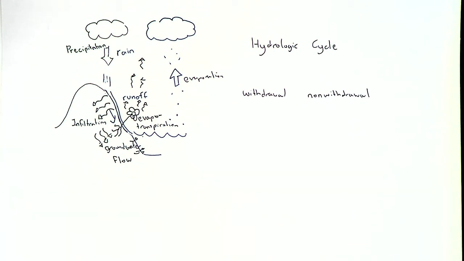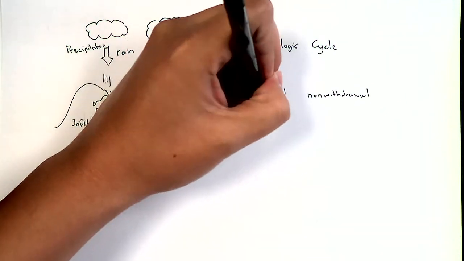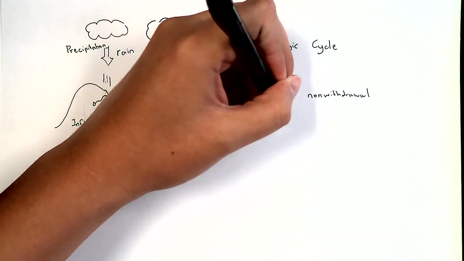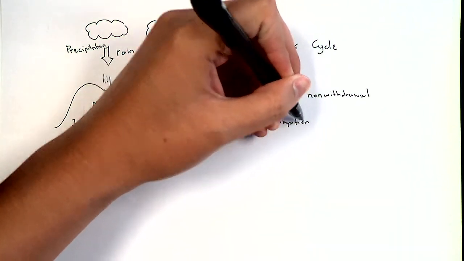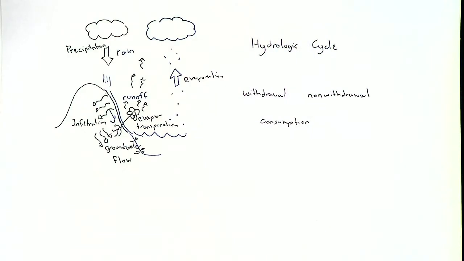Within our uses of water, we have withdrawal, we have non-withdrawal, and we also have something called consumption. Now, my friend over there, what was your name? Whoever said the plants thing? Bethany. So Bethany mentioned one source of consumption, right? Plants, crops. There are other sources of consumption.